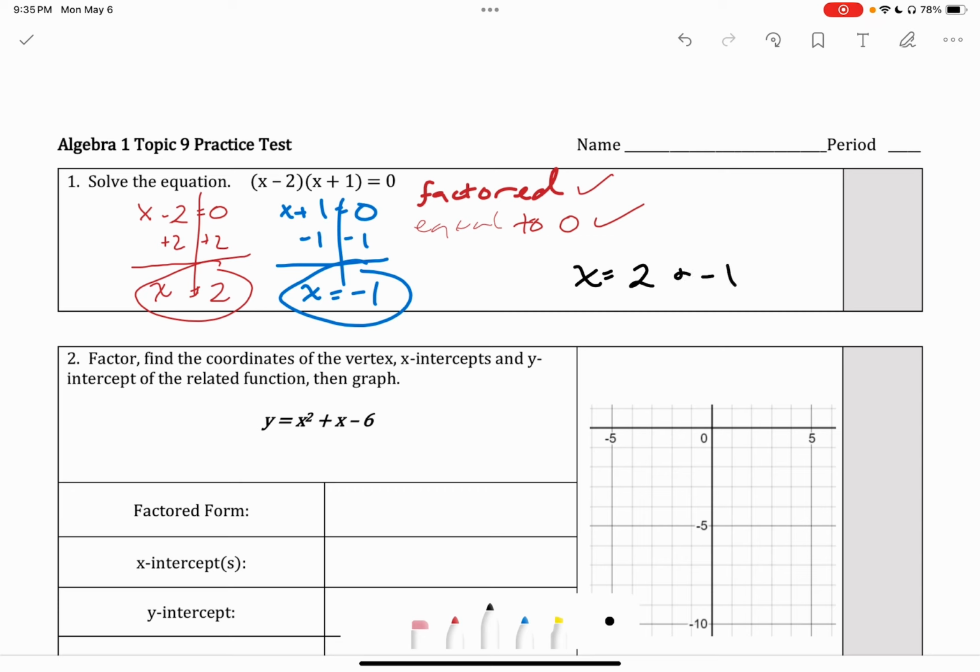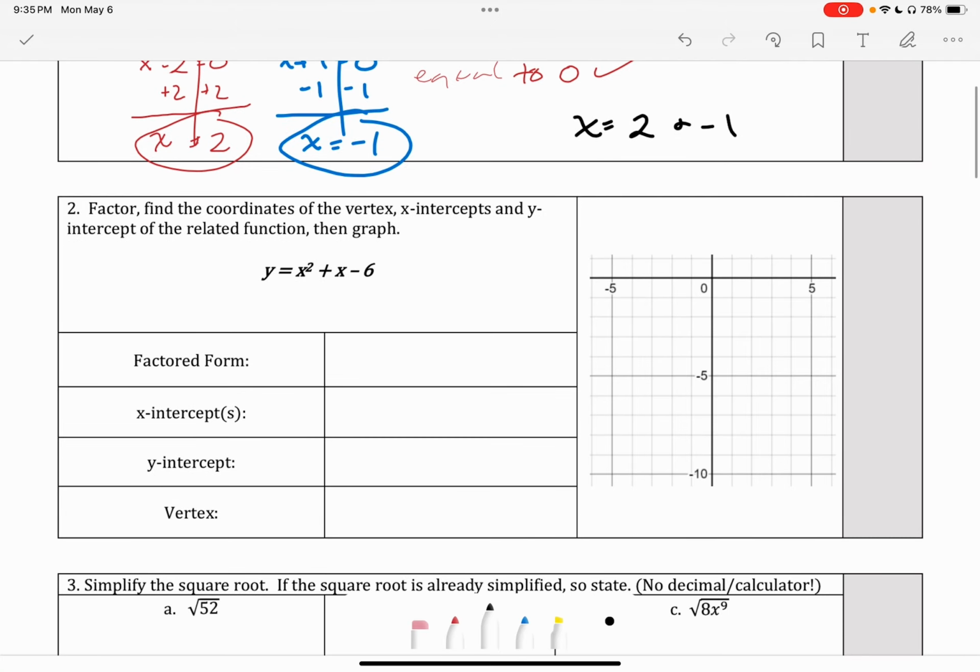In number 2, find the coordinates of the vertex, the x-intercepts, and the y-intercept of the related function, then graph it. Y-intercept, that's easy because that's the c value. So we can put that as (0, negative 6).